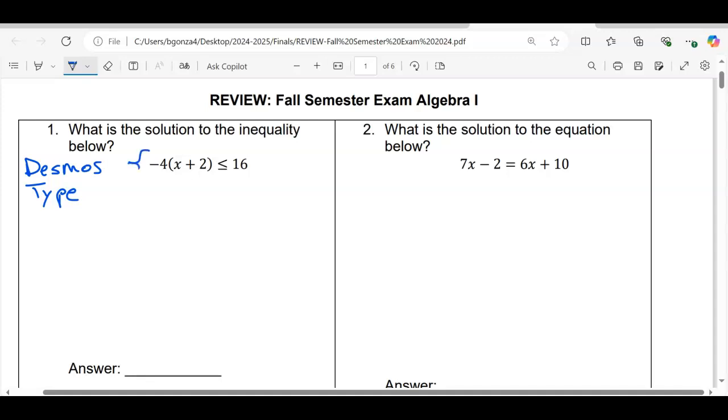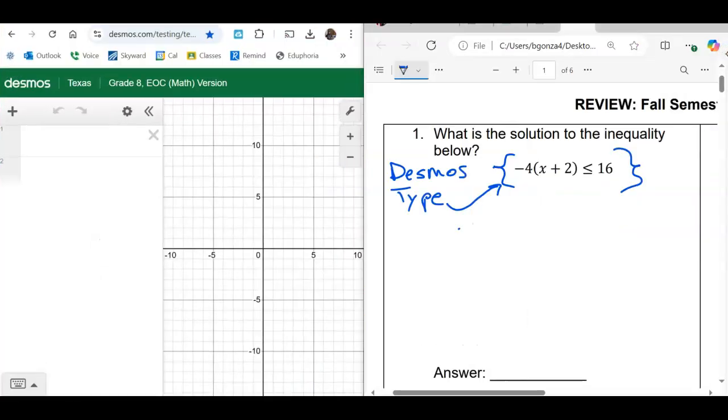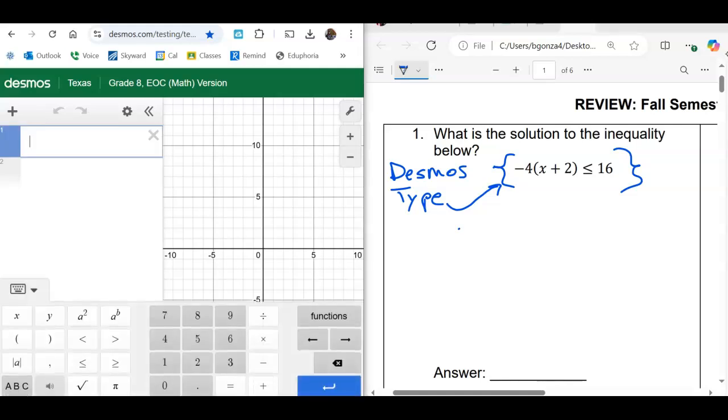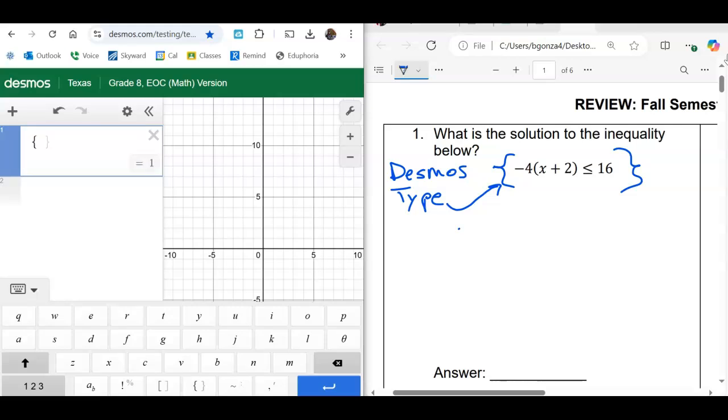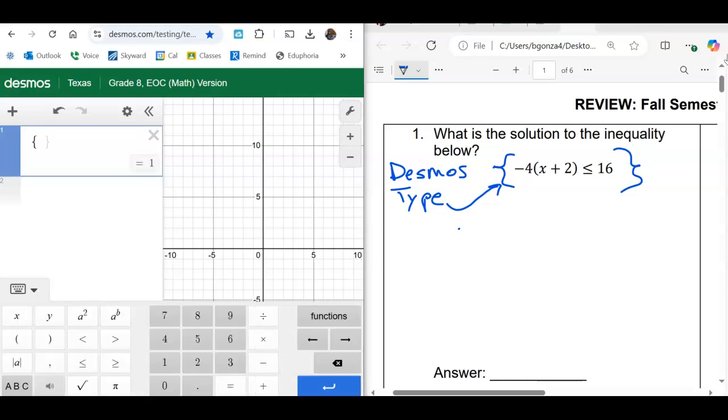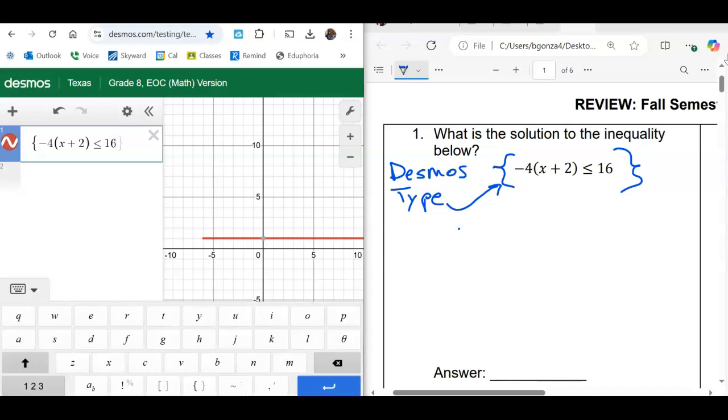with brackets. Let me show you. Negative 4 x plus 2. You keep it as x, okay? If you don't keep it as x, it's not going to work.